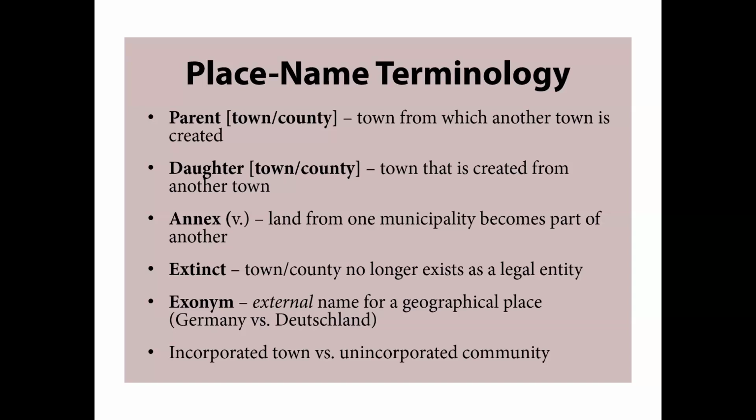Now, place name terminology, and again, this is all in your syllabus, so please don't take exhaustive notes. A parent town or county is a town from which another town is created, like my hometown. It was part of Dorchester prior to our incorporation in 1726. Dorchester was an original town. So I know that if I'm looking for records in my hometown, because people were living there before we incorporated as Stoughton, I need to look at Dorchester church records and town records.